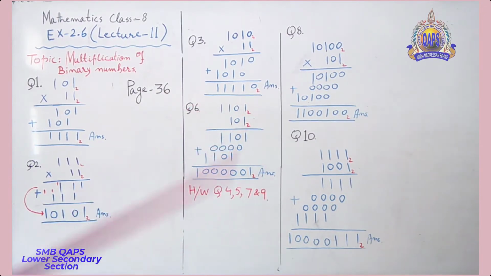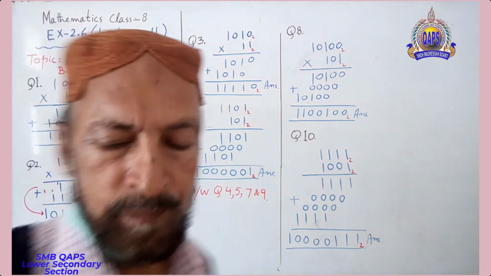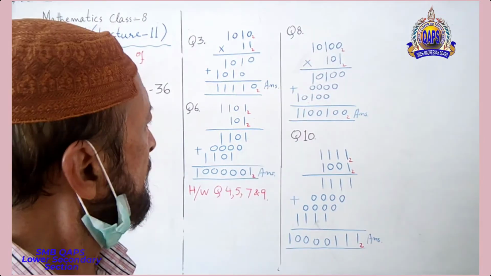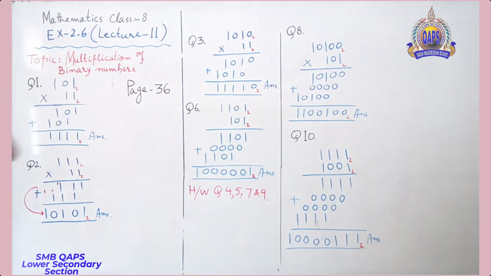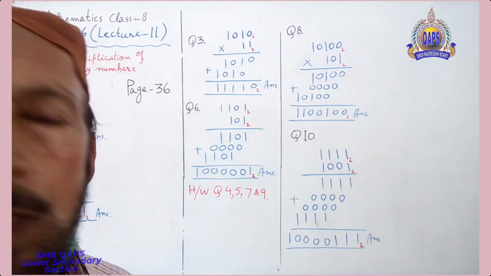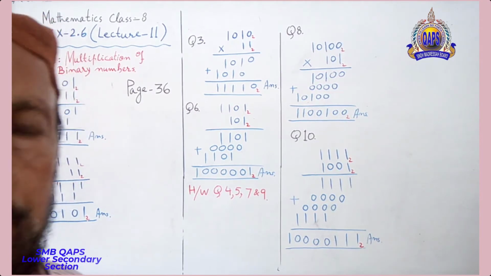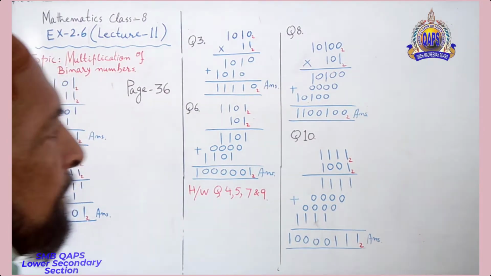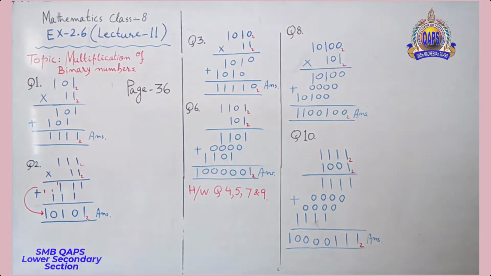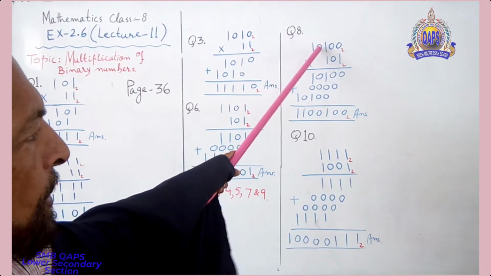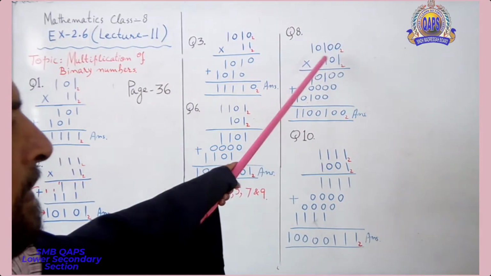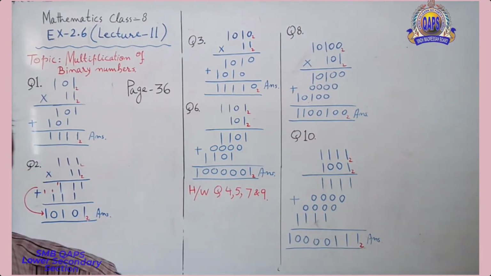See this question again. I hope you understand that. Now question number 8. I left question number 7 for you to do as homework. Look at the board now. Okay? Question 8. 10100 multiplied by 101. How will you do it?